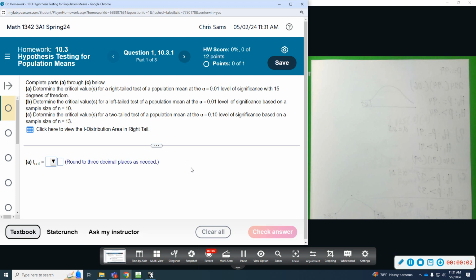All right, number 1, 10.3, we have 3 parts. We want to determine the critical values for a right tail test, a left tail test, and a two-tail test. And we are given our t-distribution. So A says alpha 0.01 level of significance with 15 degrees of freedom.